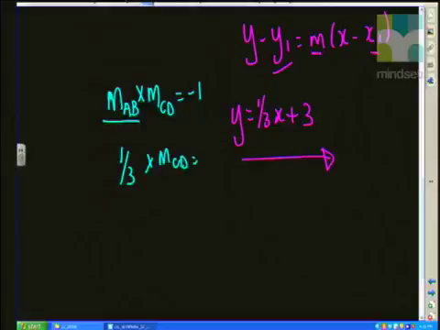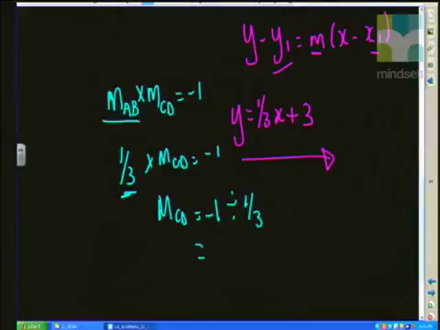Okay, that is equal to minus 1. Therefore, for the gradient of CD, I simply divide both sides by a third. So I get minus 1 divided by a third. You tip and times, and you get an answer of minus 3. All right, so therefore the gradient of CD is minus 3.